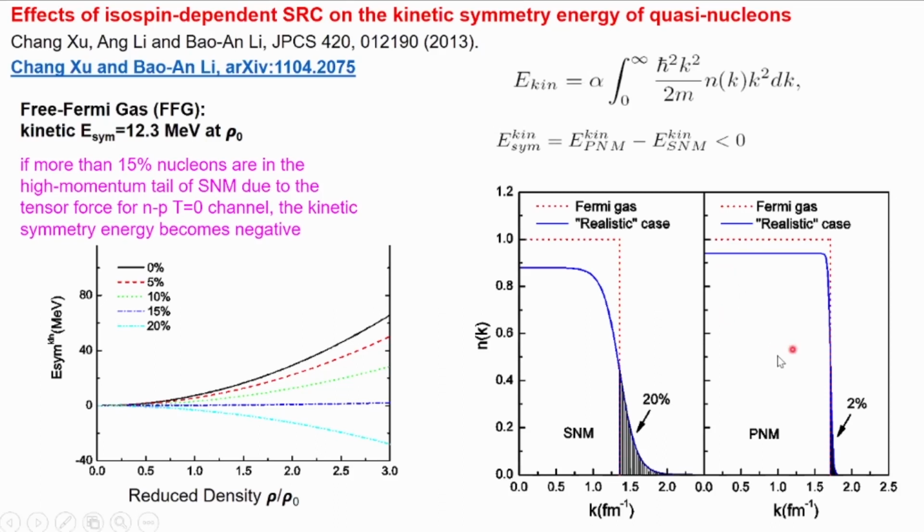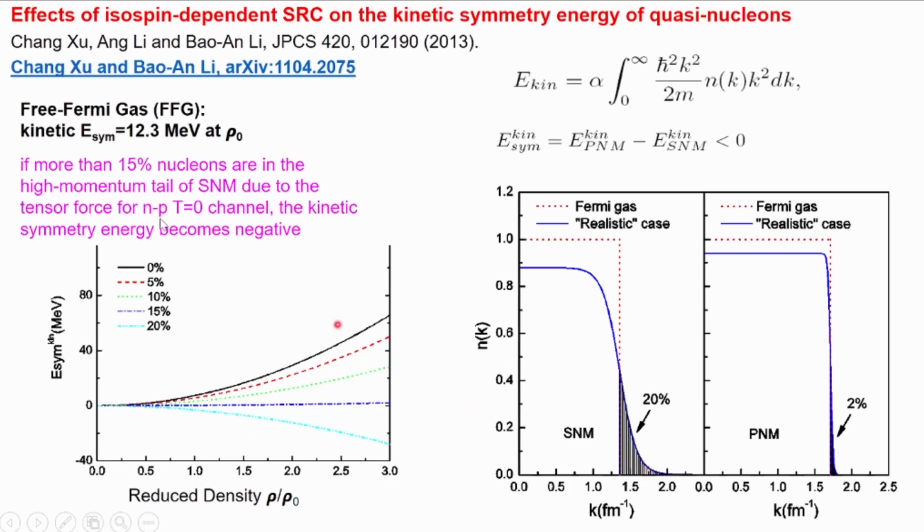So if you think about pure neutron matter where you only have neutrons, they may have a repulsive core. Let's say we put 2% of neutrons in this high momentum tail. But in symmetric matter, where you have a lot of neutron-proton pairs, where there is a strong short-range correlation due to the tensor force, you have a large high momentum tail.